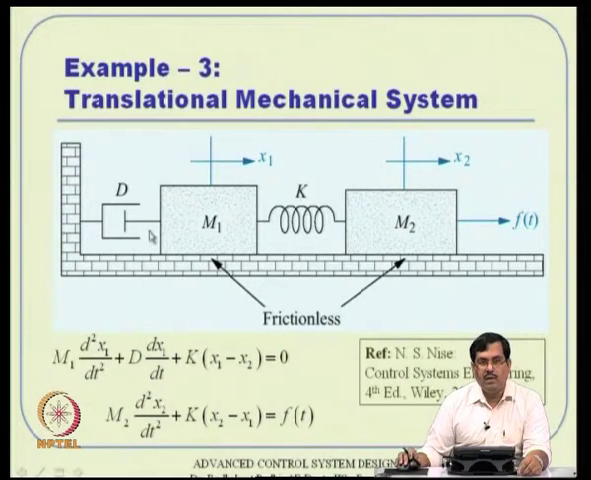If I take free body diagrams, which are very popular in mechanical system analysis, for both M1 and M2, then from the free body diagram of M1 I will be able to write this equation, and for the free body diagram of M2 I will be able to write this equation. For most of this course we will assume that system dynamics are given to us, so we will not worry so much about where they come from, the physical relationships and things like that.